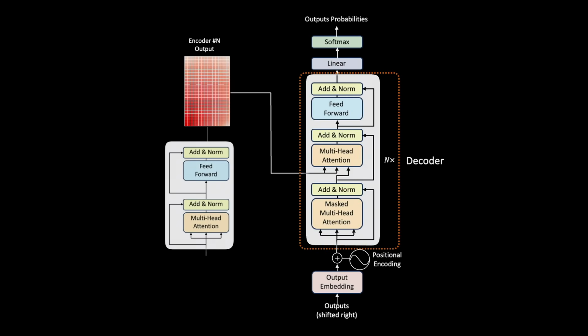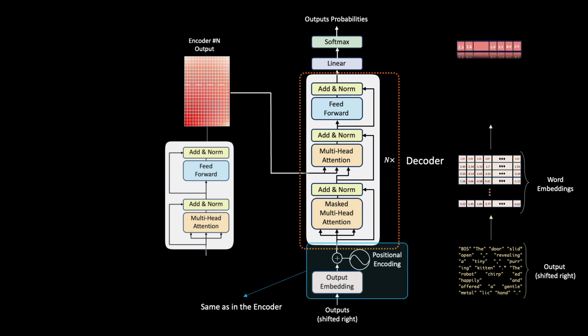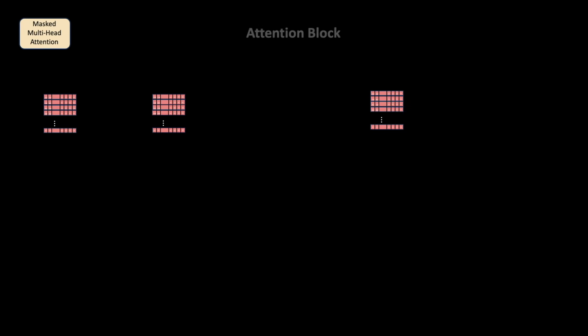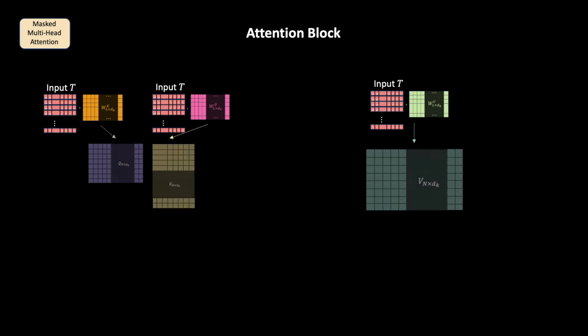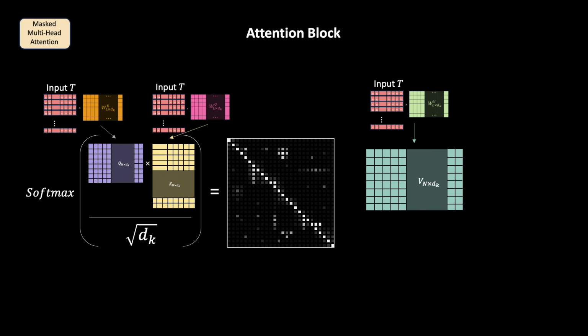Next, we apply word embedding and positional encoding in the same way we did for the encoder to prepare the decoder input. The first unique block in the decoder is the masked multi-head attention. The mechanism starts exactly like the standard attention we've already seen. We multiply the input by 3 weight matrices to generate the query, key, and value matrices.